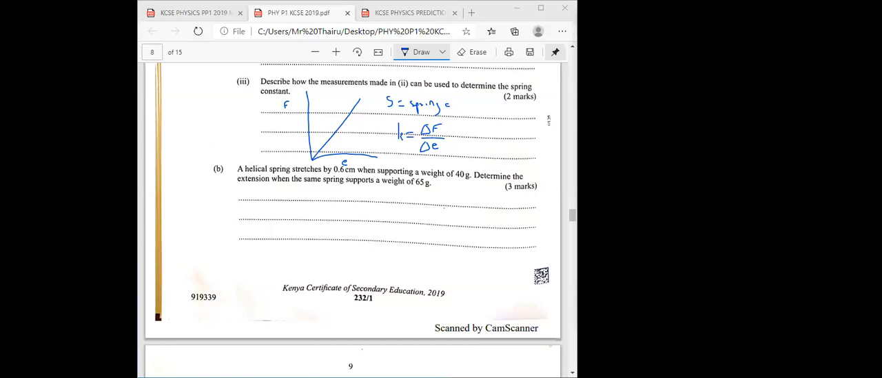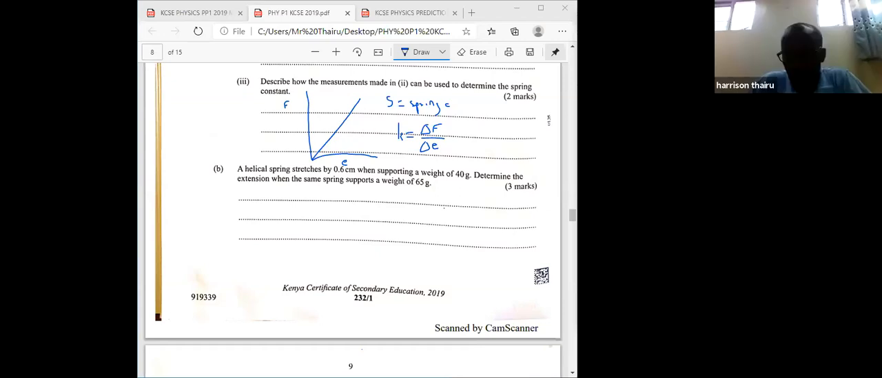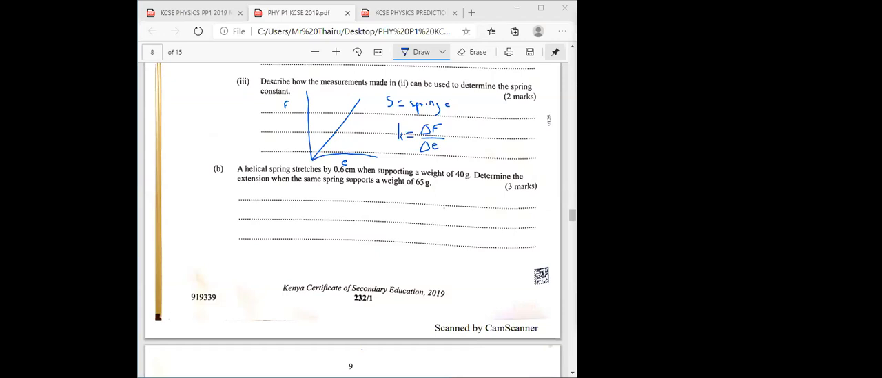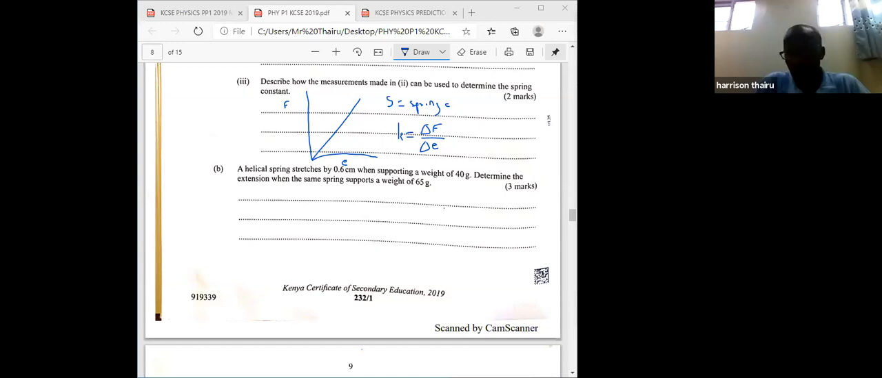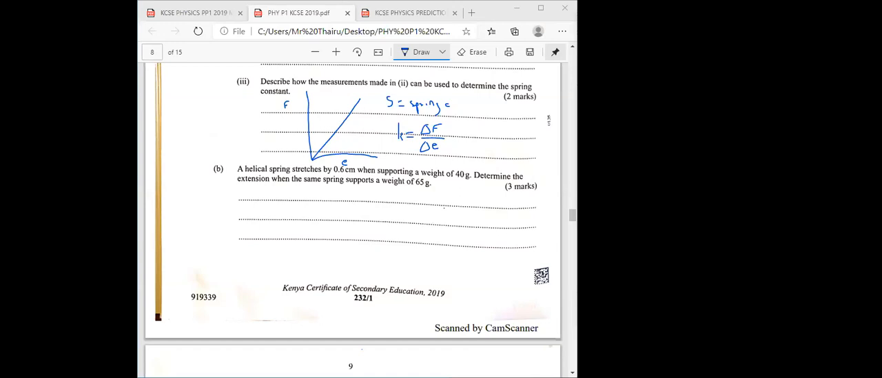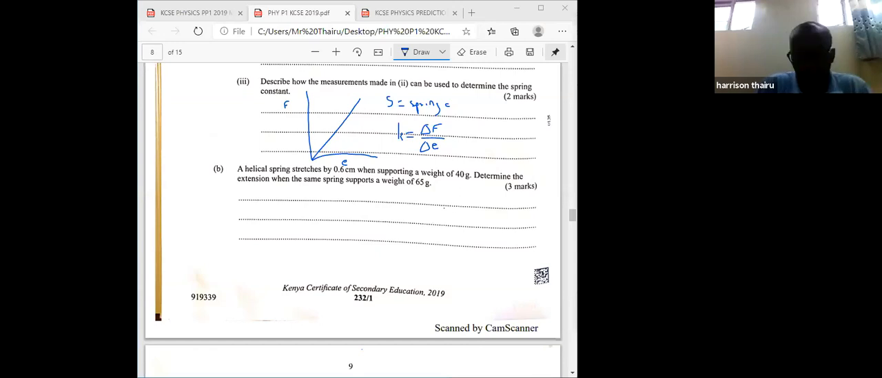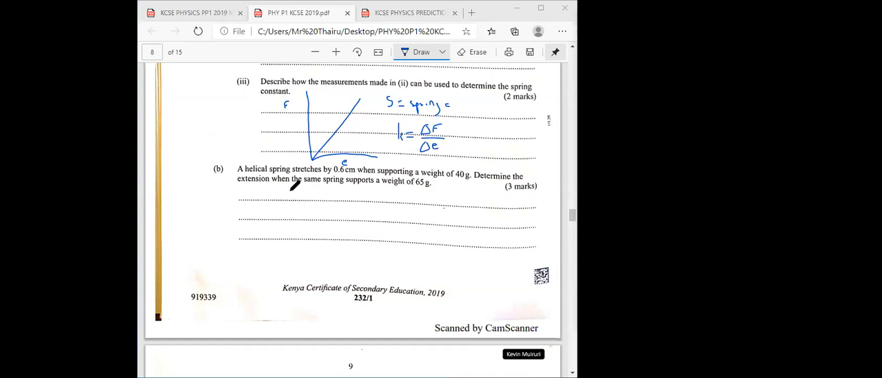Anyone who is through? Ingwe? 0.975 centimeters. Do you have some other students who are getting the same answer? Yes. 0.975 centimeters. Do you have more students? No. Okay, let's go through it then.